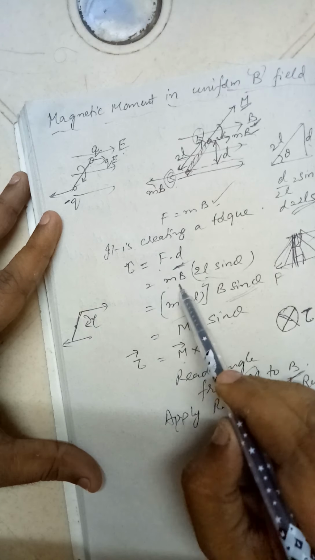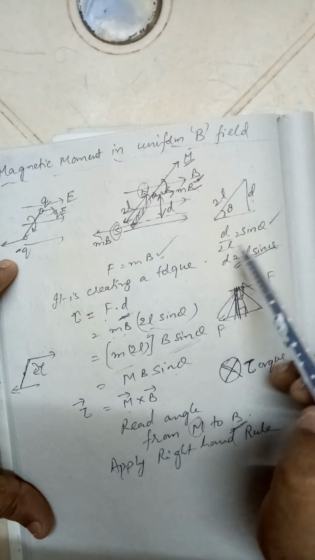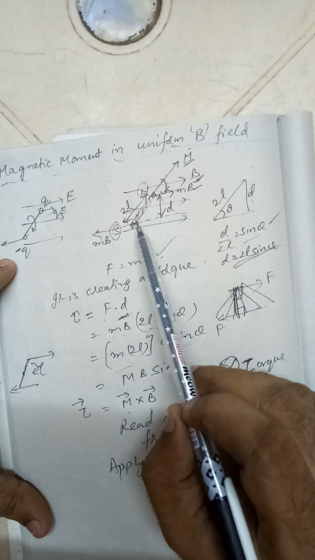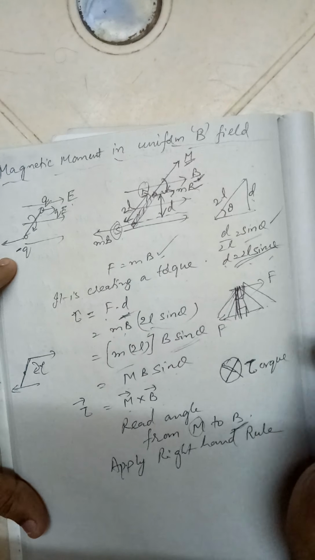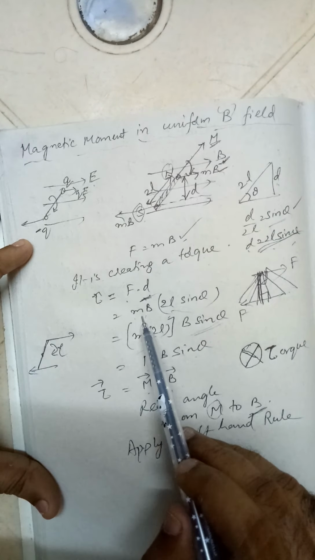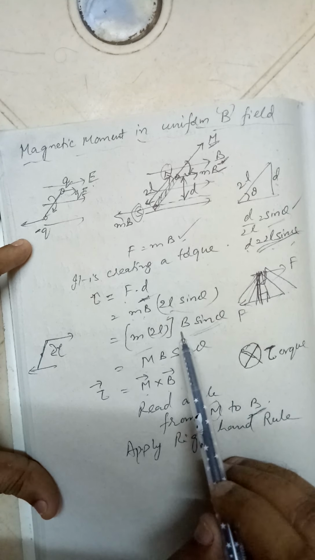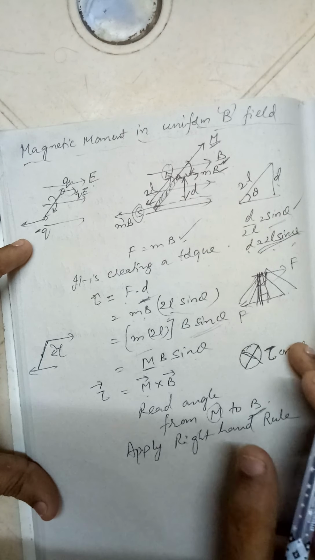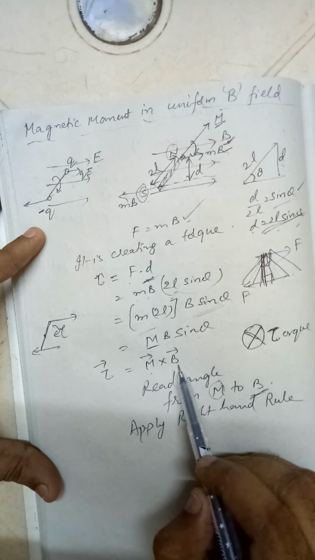What is F? m into B. D, from this triangle you can see here, D by 2L will be sin theta. What is theta? This theta is the angle made by the bar magnet with the B. So D is equal to 2L sin theta. When you put it into this equation, it will become m into 2L into B sin theta. m into 2L is called magnetic moment, which we have already discussed. So you can write this as M cross B.